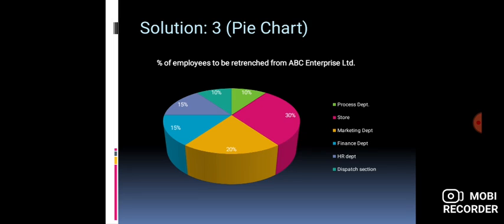In example number 3, different data percentage-wise is given, and if we calculate all these data, you can find that this data adds up to 100%. So as the summation is 100%, then definitely we can apply a pie chart here. At the heading, you can see percentage of employees to be retrenched from ABC Enterprise Limited. This is the identification of the note.